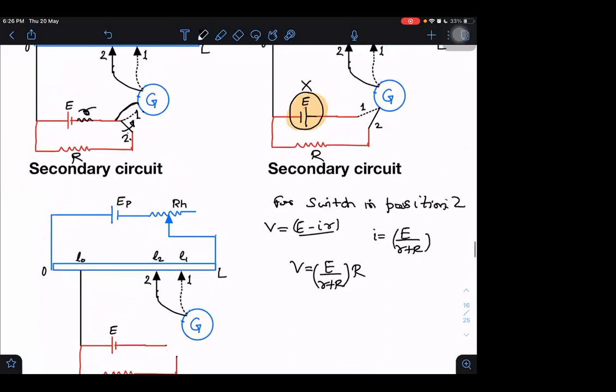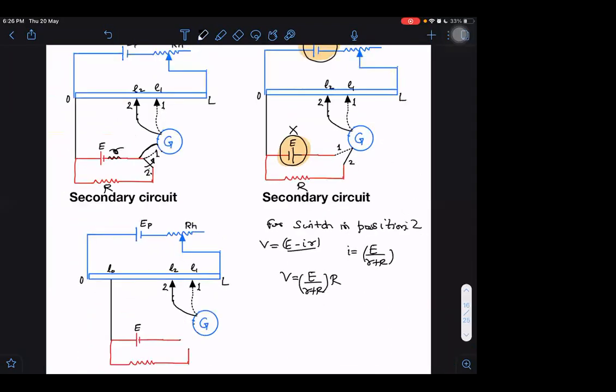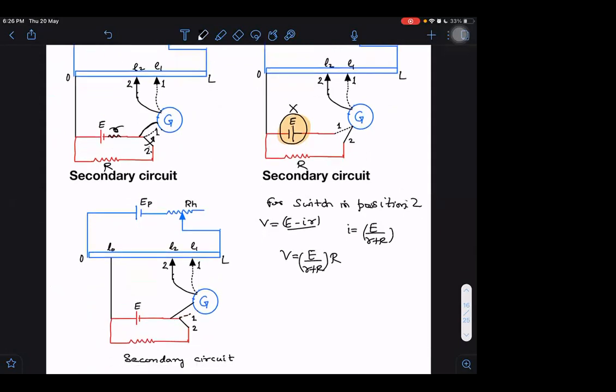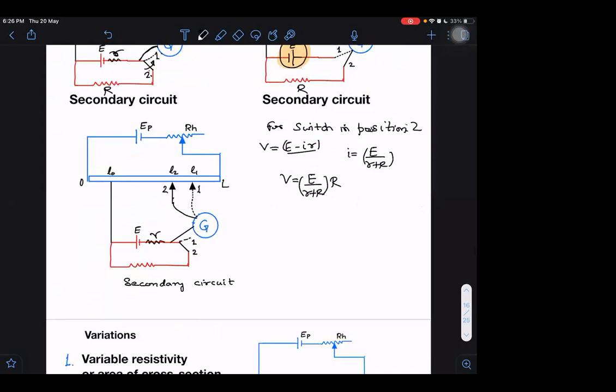So once again, tell the difference between 1 and 2. I will connect the galvanometer here always. 1 and 2 is this difference only. This is the switch here. This is in position 1 and this is in position 2. When switch is in position 1, then what happens? When switch is in position 1, then no current.